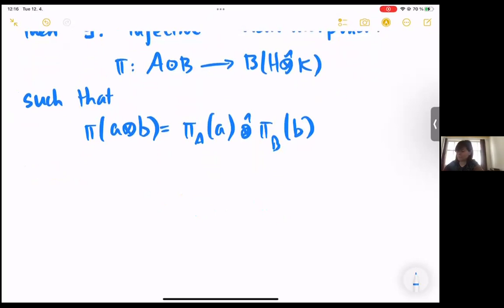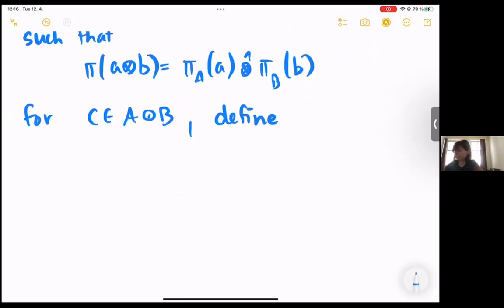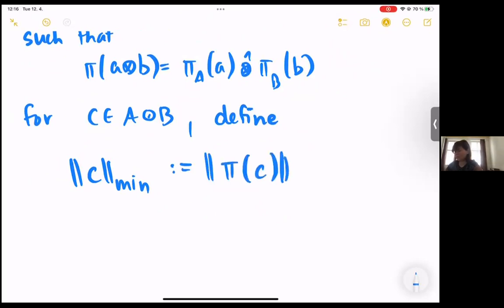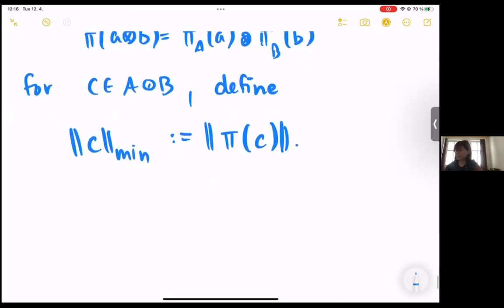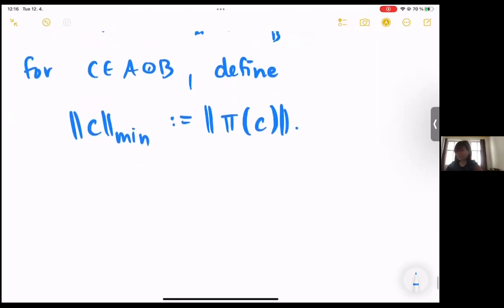And then for c in A tensor B, we can define the norm, which we call the minimal or spatial norm. So we decorate it with this little min at the bottom. This is defined to be the norm of pi of c as an operator in this Hilbert space. Since one side is just the operator norm, it's clear that this is going to be a C-star norm.